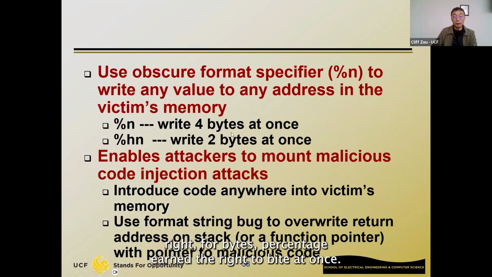%n writes 4 bytes, and %hn writes 2 bytes at once. This enables attackers to mount code injection, so they can introduce code into victim memory using these format string bugs.